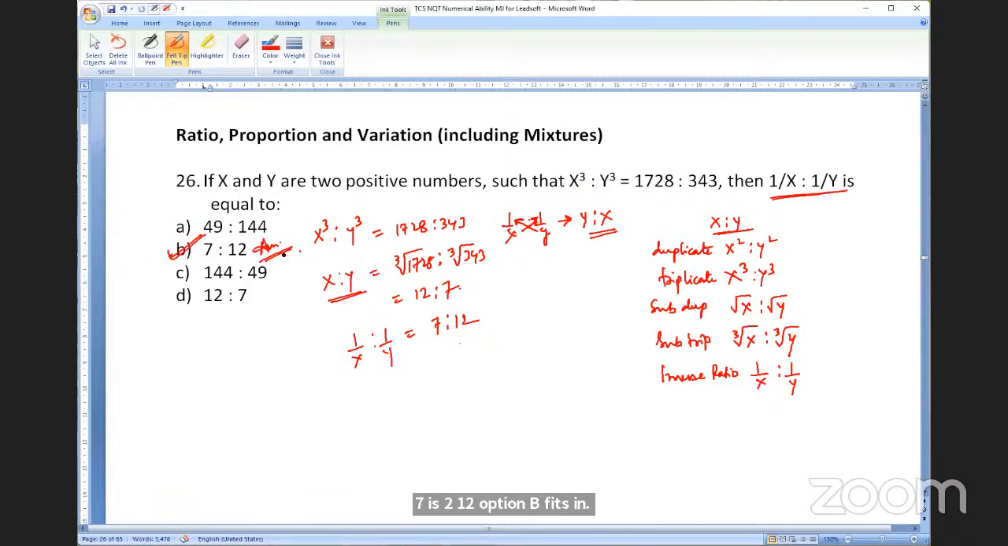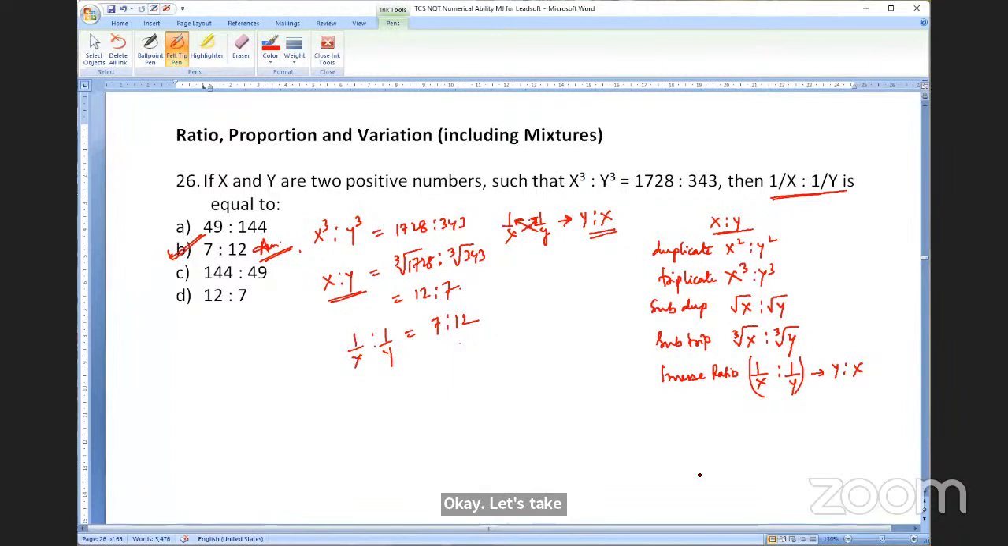Is it clear? The people who have answered 12 is to 7 need to make this thing very clear on their part. x is to y is 12 is to 7. 1 by x is to 1 by y means the inverse ratio of x is to y. So in simple terms, the inverse ratio can also be written as y is to x. On solving 1 by x is to 1 by y, we get y is to x. Okay. Let's take up one more.